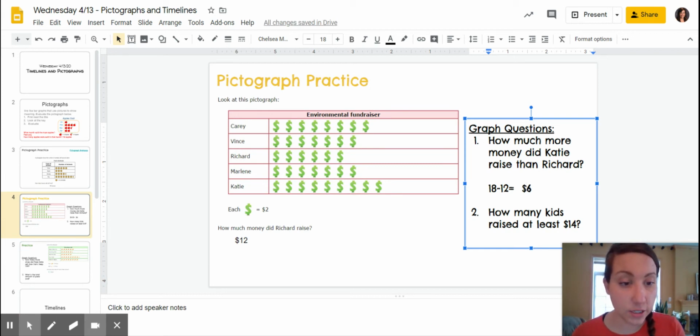How many kids raised at least 14? So if we know Richard's level is 12, 14 is here. So Carrie did, Vince did, Marlene raised exactly 14, and Katie did. So there were 4 kids that raised at least $14.